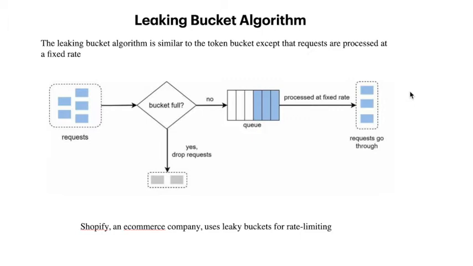Now once that fixed time has occurred, all the requests will be processed and your queue will be empty. Now again, whenever new requests come, they will be put into your queue. This is a simple scenario and a simple algorithm which you can implement with the leaking bucket algorithm. We have some examples, like Shopify, which is an e-commerce company, that uses leaky bucket for rate limiting.